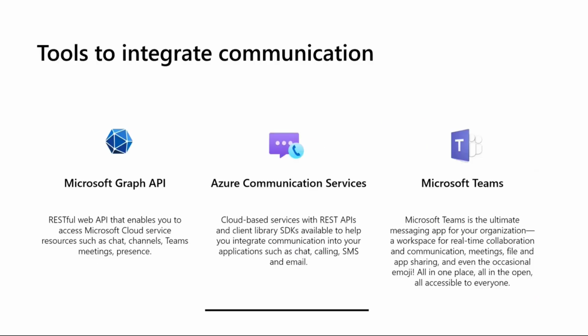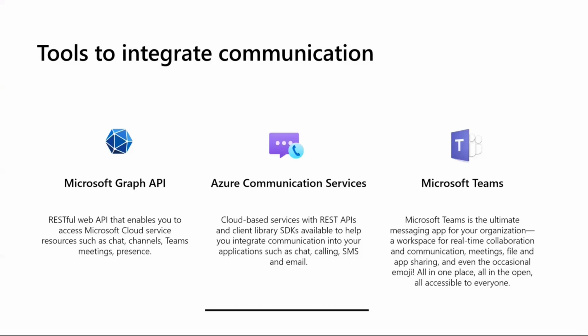And when we are talking about integrating any type of communication, we usually talk about three main products, which is Microsoft Graph, Microsoft Teams, and Azure Communication Services. So I will first talk about the Graph and Microsoft Teams, because this is what you are probably familiar with. Microsoft Teams is what you are using right now. It's an out-of-the-box solution for chat, calling, and PSTN capabilities.